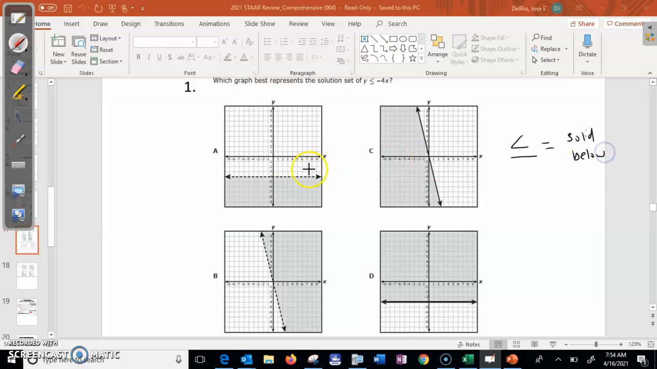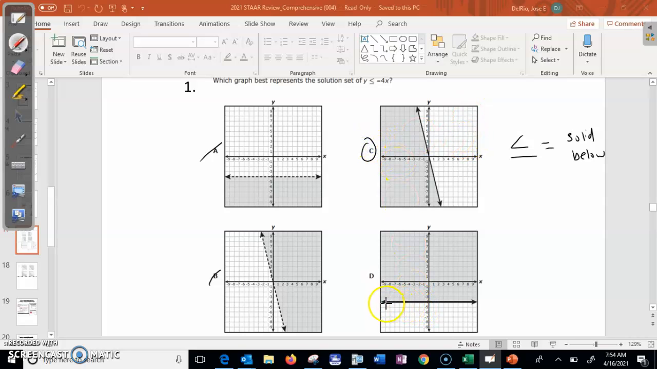So let's go ahead and find out. This is a dash line. Incorrect. Dash line. So it's one of these two. Then comes the shading. Which one is shaded below? Which one is shaded above? If you look at C, it's a negative slope, the left side is the below, the right side is above. So this is your answer.